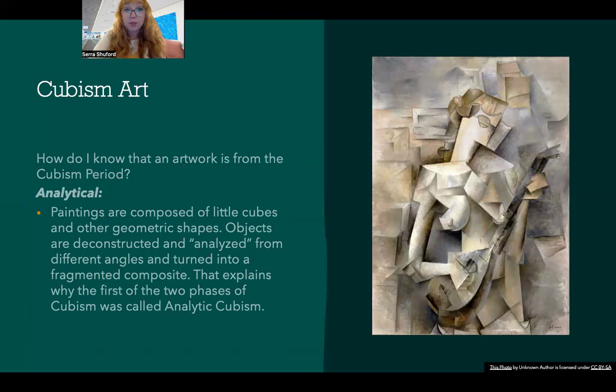There are two types of cubism as far as the stylistic look to it. We see analytical cubism as being paintings that are composed of little cubes and other geometric shapes. Objects are deconstructed and analyzed from different angles and turned into fragmented compositions. That explains why the first of the two phases of cubism was called analytical cubism.